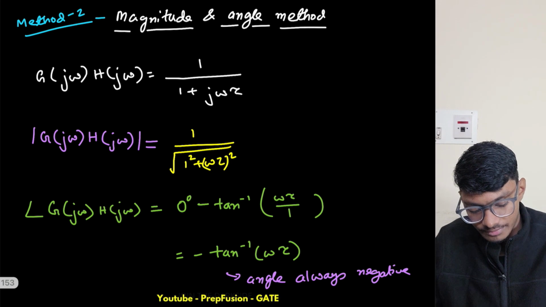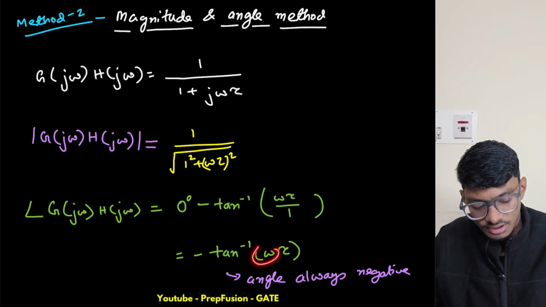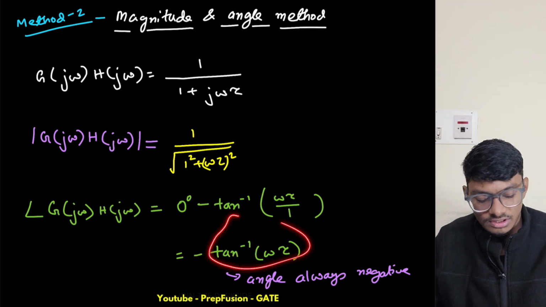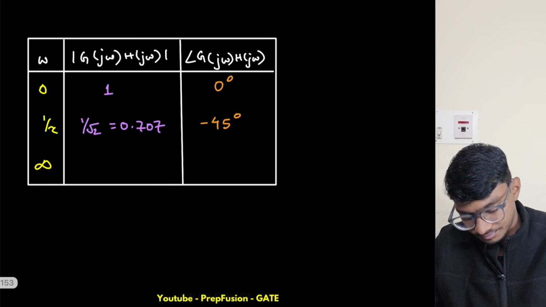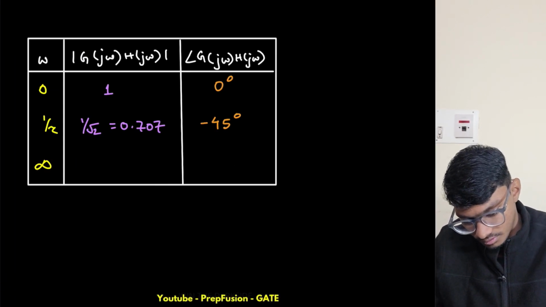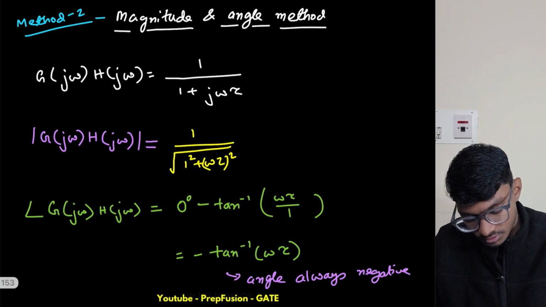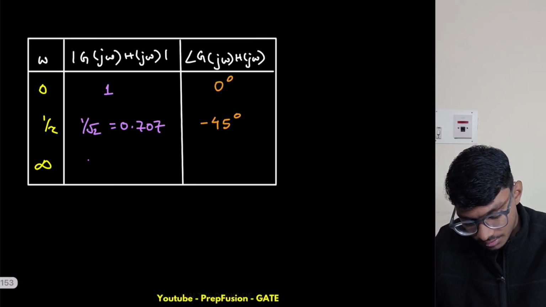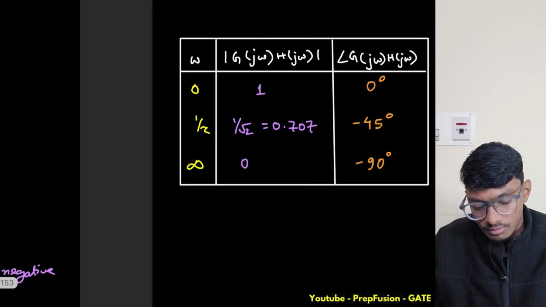And what about infinity? At infinity, the magnitude is going to 0, and the angle is tan inverse infinity. What is tan inverse infinity? It is 90, so it is minus 90 itself. So the magnitude is going to 0, and the angle is minus 90 itself, right? So this is what my table looks like.